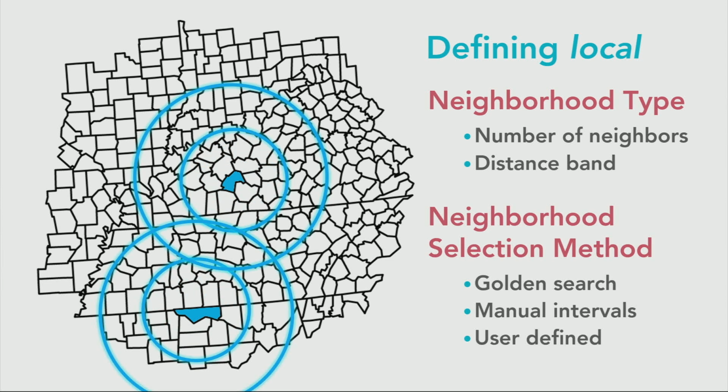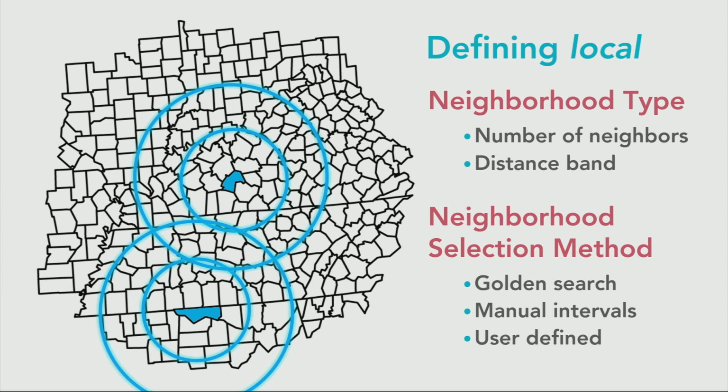We've also revamped the neighborhood selection method. Basically the tool is going to increment out and find the best performing neighborhood for your model. We've implemented golden search, so this is going to smartly increment by thirds, incrementing those distances to find an optimal distance for you. You can also use manual intervals.